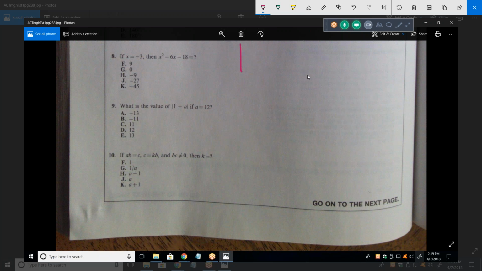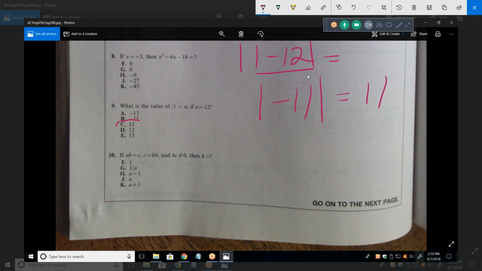What does that mean? It means you have to take the absolute value of whatever is inside. So what's that equal to? 13. Well, first of all, what's 1 minus 12 equal to? Negative 11. And what's the absolute value of negative 11? Oh, so it's just 11. Okay.